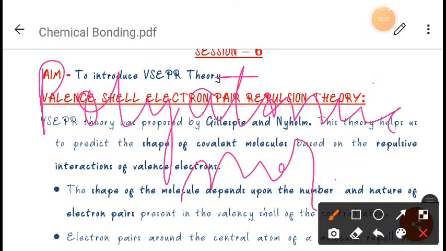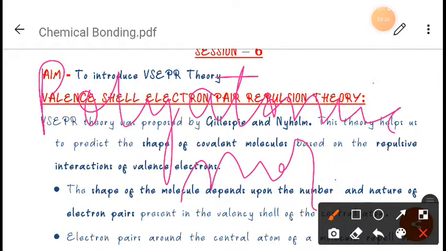Next, electron pairs place themselves as far apart as possible in space. Why are they doing this? To have a minimum force of repulsion between them. This minimum force of repulsion corresponds to the state of minimum energy and maximum stability of the molecule.